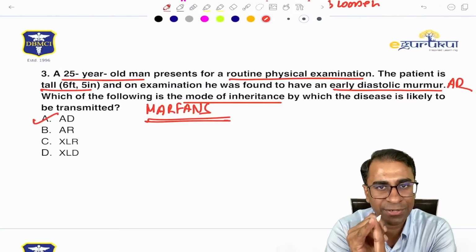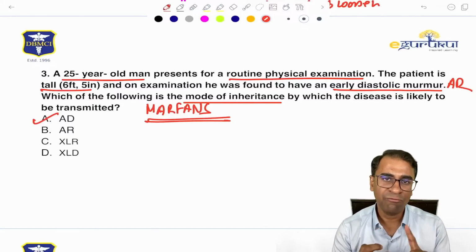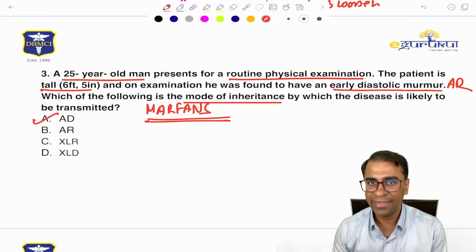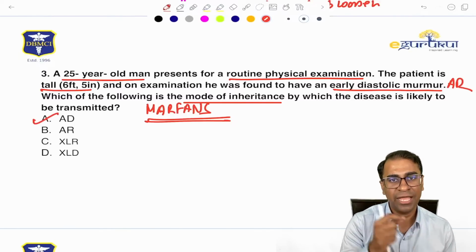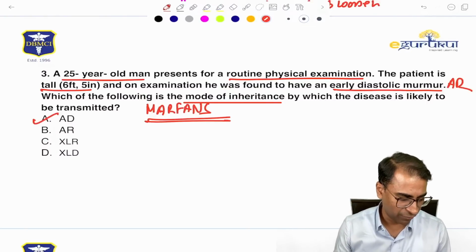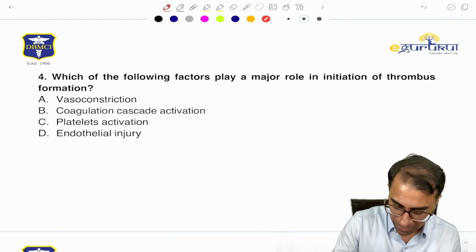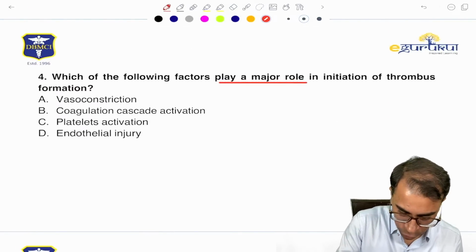याद रखना. Mitral valve prolapse, aortic aneurysm, retinal detachment, fibrillin deficiency, arachnodactyly, negative nitroprusside test, and skeletal changes, which is the basic finding of that. It's A. The following factors play a major role in initiation of thrombus formation.